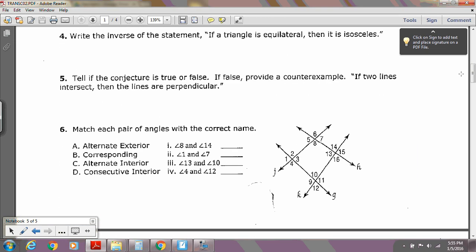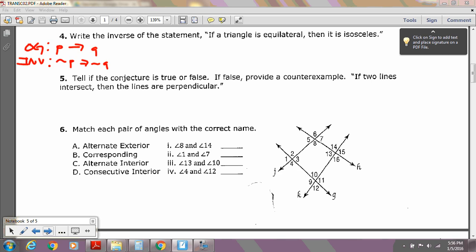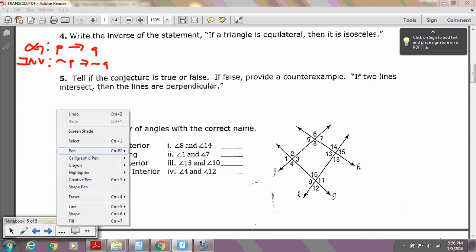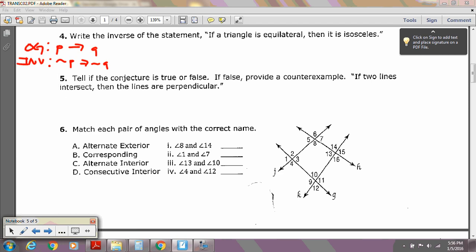Number 4 wants you to write the inverse of the statement. If a triangle is equilateral, then it is isosceles. So given the original statement is written as if P, then Q. To write the inverse, we would say not P, then not Q. So wherever not is missing, we're going to add it. And if it exists already, we need to delete it.